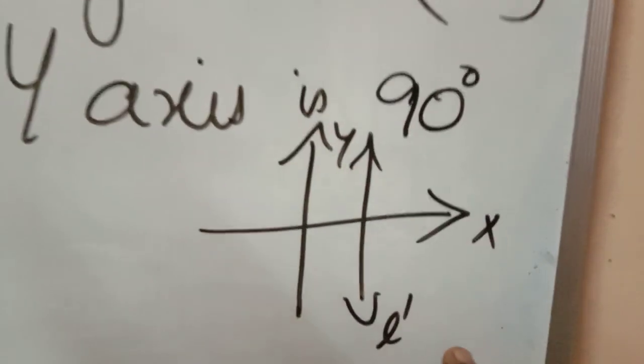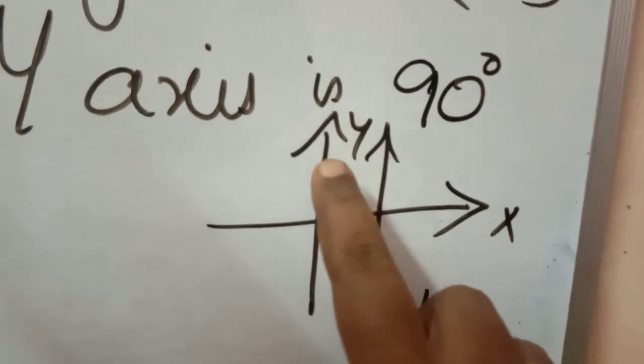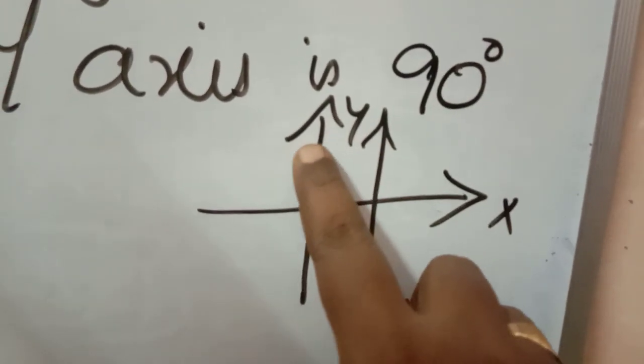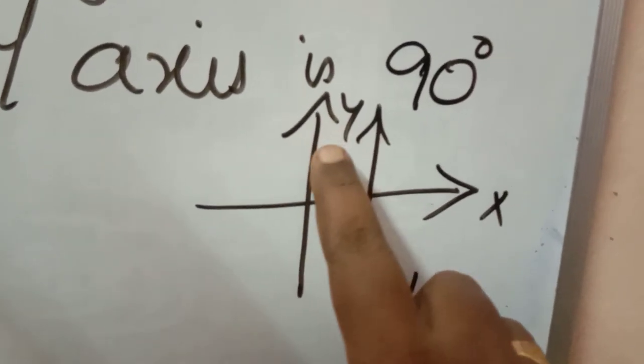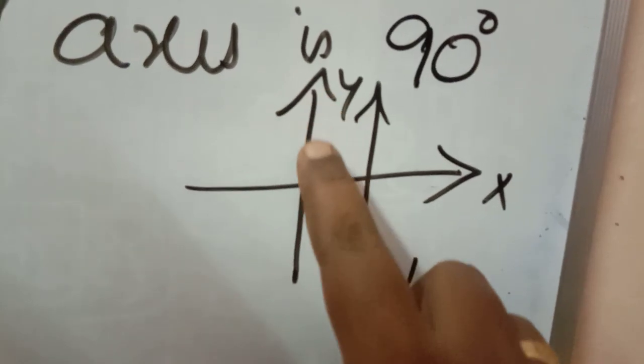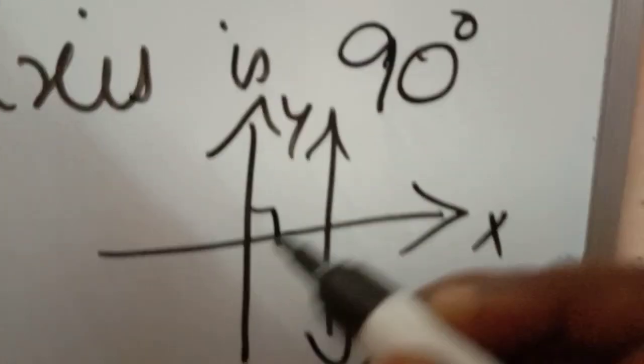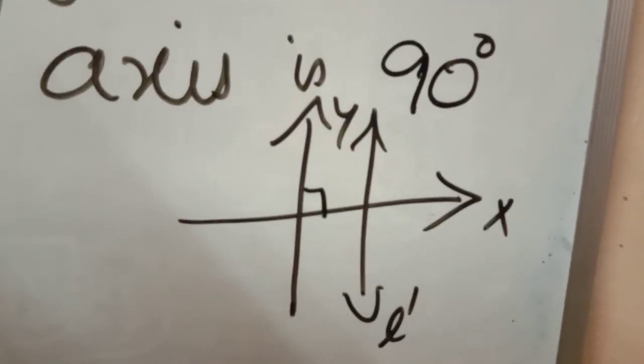Next, the angle of inclination of the y-axis. This line is the y-axis. So what is the angle of inclination of the y-axis? What is the angle made by this y-axis with the x-axis? For whichever line you are going to find the angle of inclination, find the angle between that line and the x-axis. We know the y-axis is perpendicular to the x-axis, so the angle of inclination of the y-axis is 90 degrees.